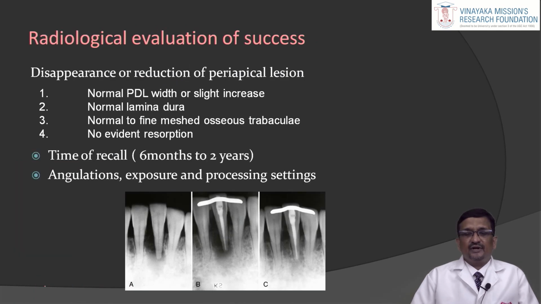How do we decide about radiographic evaluation of success? We should have a normal PDL width, or we can have a slight increase acceptable within limits, and we should have normal lamina dura and normal osseous trabeculae. And we should have a recall or follow-up of this root canal from 6 months to 2 years. Only then we can define whether the treatment is successful or not.